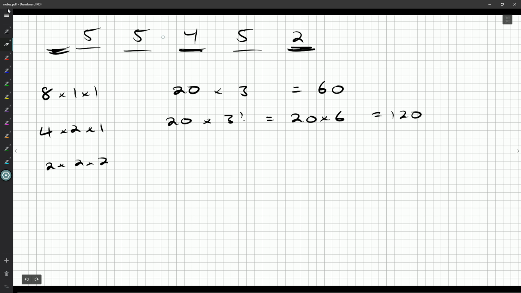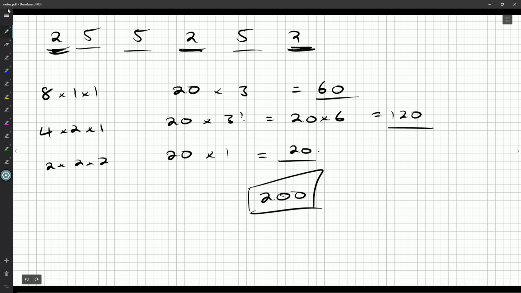Now, if I've just got 2s, as soon as I know where the 5s go, the 2s go in the remaining spots. So 20 ways to pick the 5s, and the 2s fill in the gaps. That's 20. So 60 plus 120 plus 20, that's going to be a total of 200. 200 ways to make these numbers.